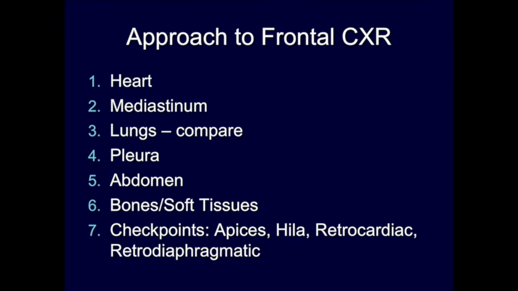To review this approach again, we have lines and tubes. We have the heart, remember, borders, size, position, things that are too bright, things that are too dark. Mediastinum, same thing, borders, size, position, things that are too bright, namely calcifications in metal, things that are too dark, namely looking for gas. Looking at the lungs, making sure to compare and not forget the blind spots. Looking at the pleura, looking at the upper abdomen, the bones and soft tissues, screening them, and then looking for our checkpoints. Again, the apices, the hila, the retrocardiac region, and the retrodiaphragmatic region.